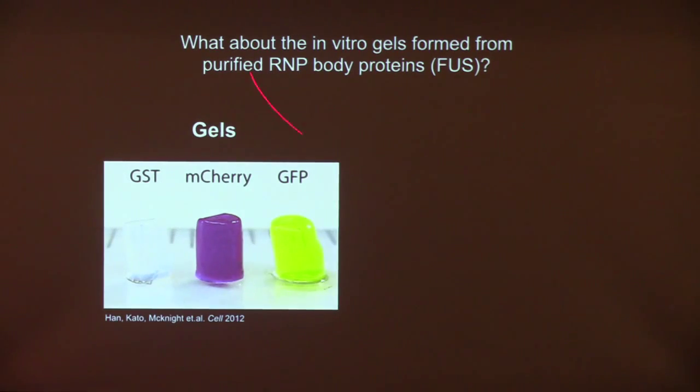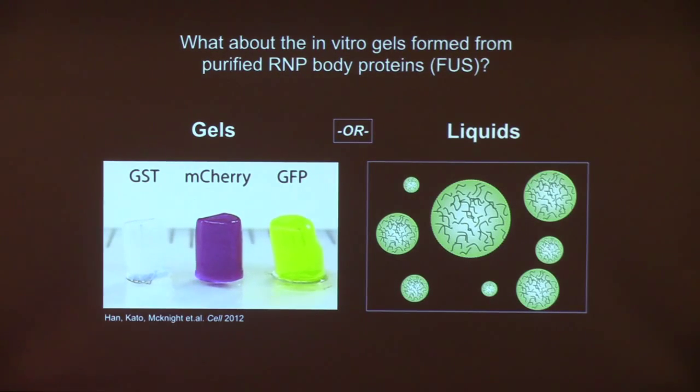Okay, so I want to mention the in vitro gels formed by purified proteins. I say this because there was a series of papers that came out a few years ago that have been really influential, showing that some of the proteins that are in some of these granules can form gels in vitro. And so a lot of people have been saying these granules in cells are gels, and they're formed from a kind of fiber scaffold. And that's completely different than everything I've been saying, right? I've been calling them liquids, and I showed this liquid behavior and viscosity. So what's the deal with that?